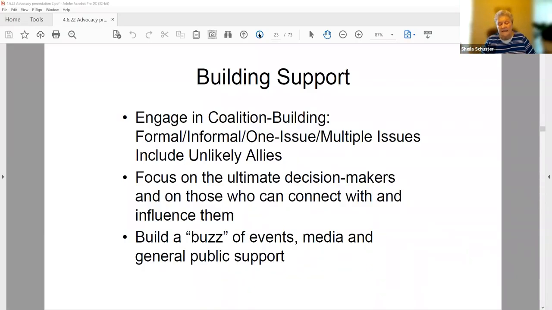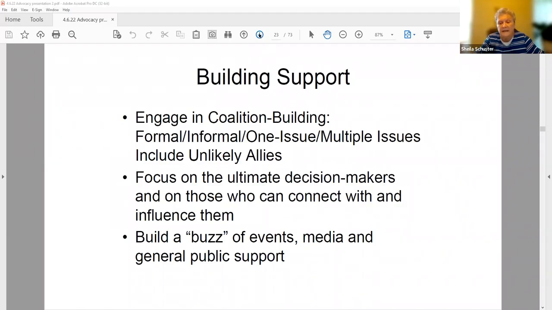And then one of our colleagues, Rich Seckel with the Kentucky Equal Justice Center, is always talking about the drumbeat or the buzz of events and media and general support. Social media is very important. If you give your campaign a name, I think that's helpful.